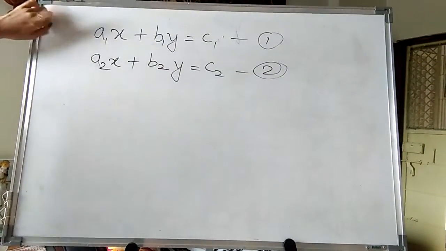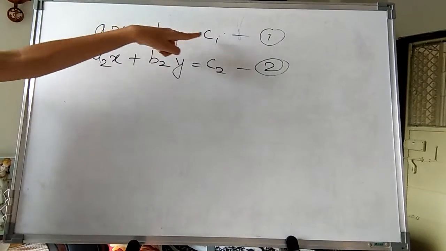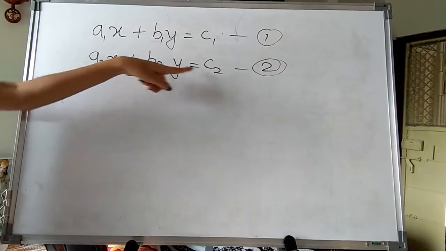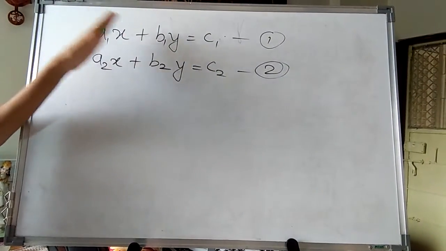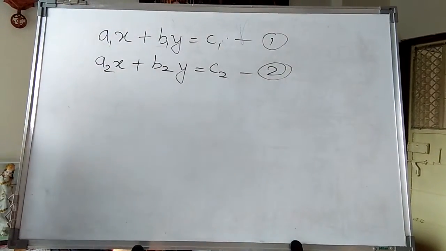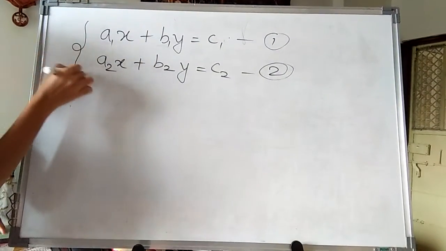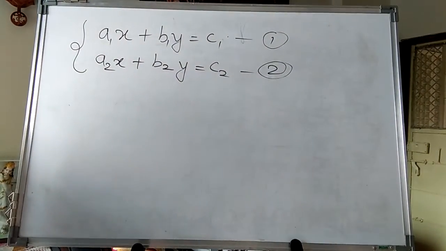So this is your first equation, and this is your second equation. A1x plus B1y is equal to C1. A2x plus B2y is equal to C2. Where A1, B1, A2, B2, C1, C2 belong to real numbers. These are all real numbers. Now we have to find the common solution for this simultaneous equation.